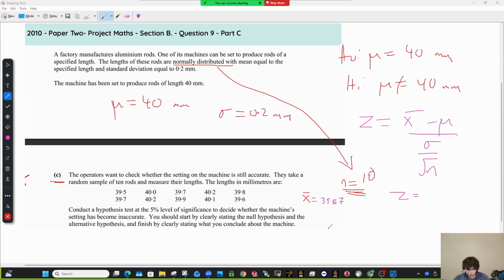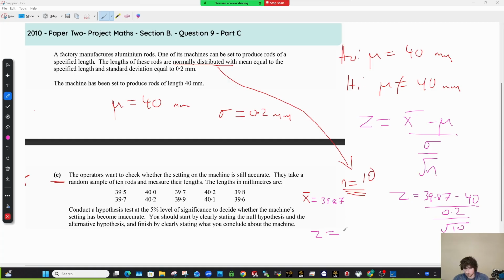39.87. Okay, it works out. You don't have to round it. It works out neat like that. So then Z here equals X bar, which is 39.87, minus the test value, the mu of 40, over the sigma, which was given in the question, 0.2, and then it's over the square root of our sample size, which was not 8, nearly done it again, over 10. Okay, so then Z here equals 39.87 minus 40, 0.2 over root 10.